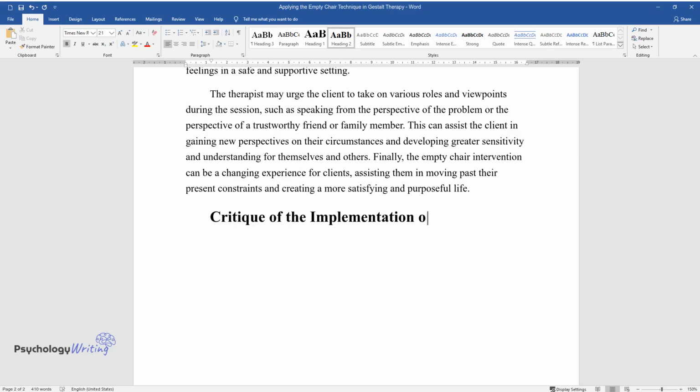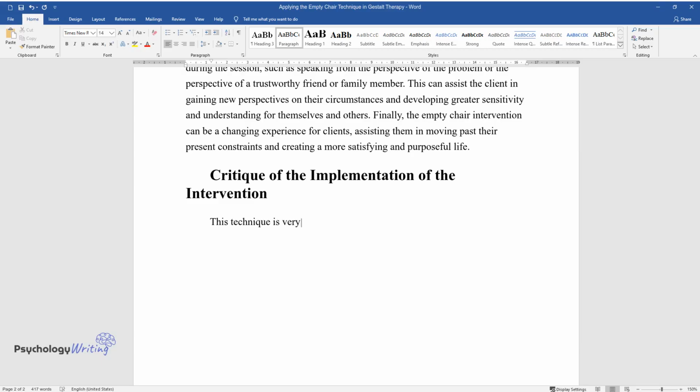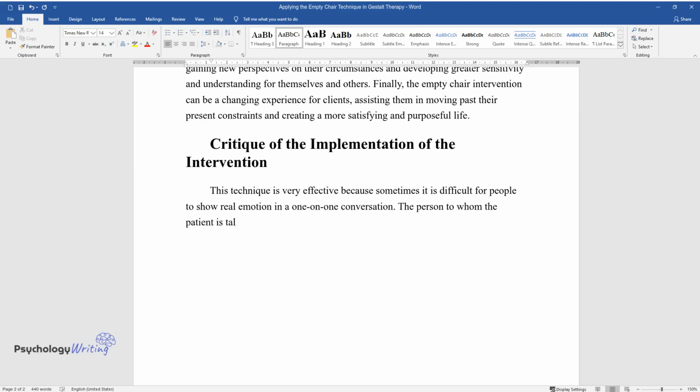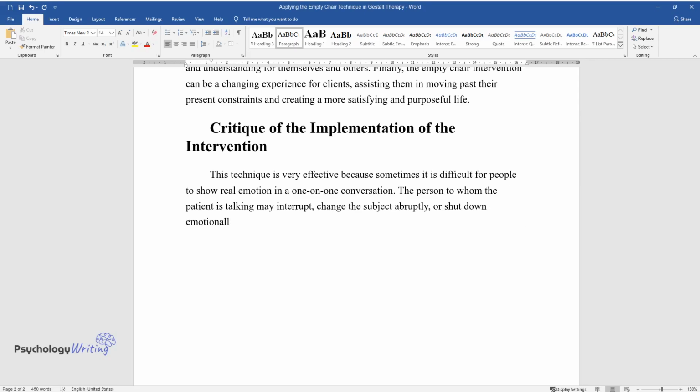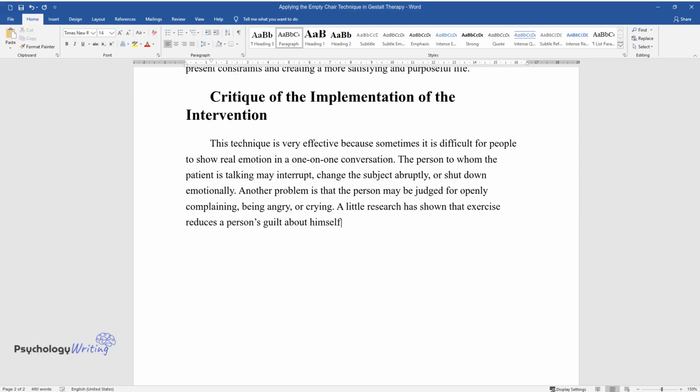Critique of the implementation of the intervention. This technique is very effective because sometimes it is difficult for people to show real emotion in a one-on-one conversation. The person to whom the patient is talking may interrupt, change the subject abruptly, or shut down emotionally. Another problem is that the person may be judged for openly complaining, being angry, or crying. A little research has shown that the exercise reduces a person's guilt about himself or others.